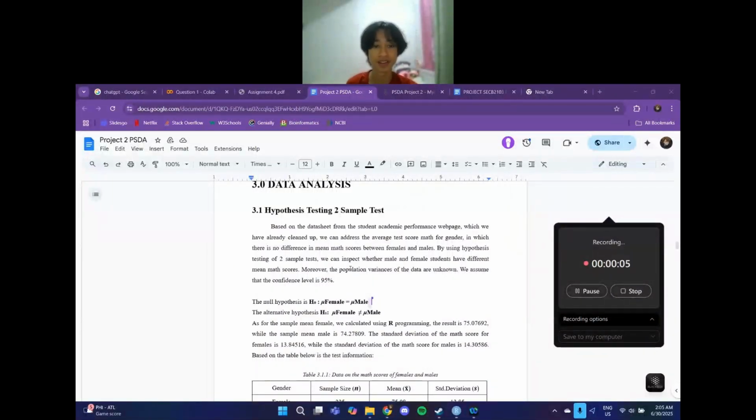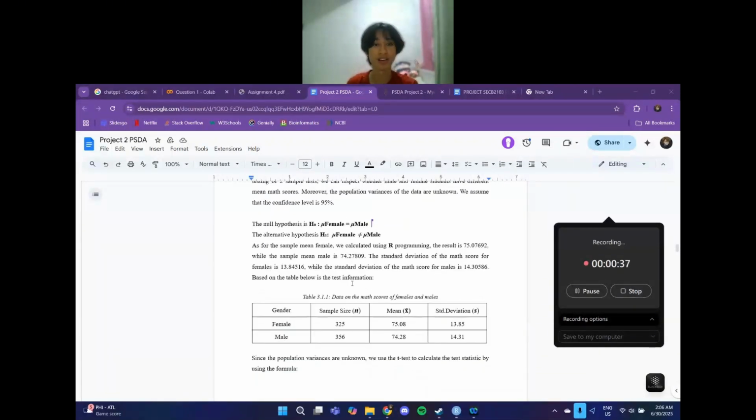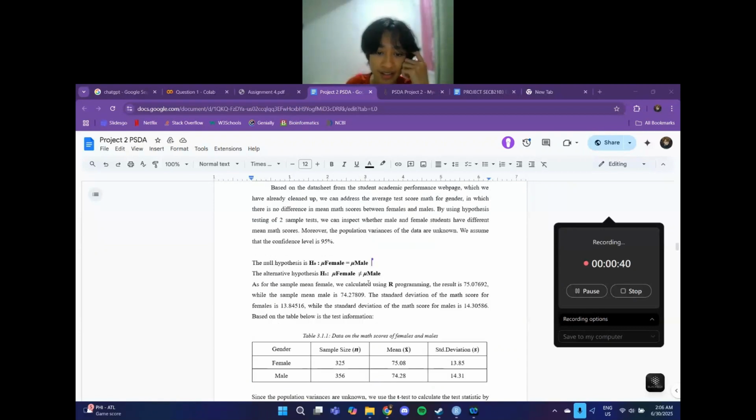I'll be doing hypothesis testing for the average math test score by gender. As you can see here, there is no difference in mean math scores between females and males. This will be our null hypothesis, which is the mean population of female is equal to the mean population of male. The alternative hypothesis will be the mean population of female is not equal to the mean population of male.